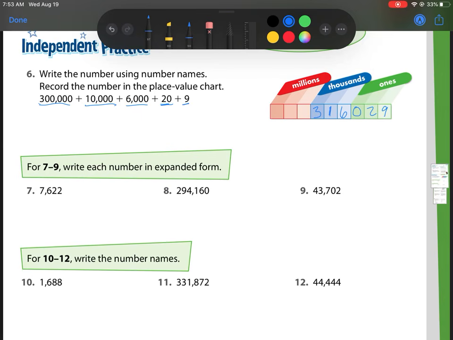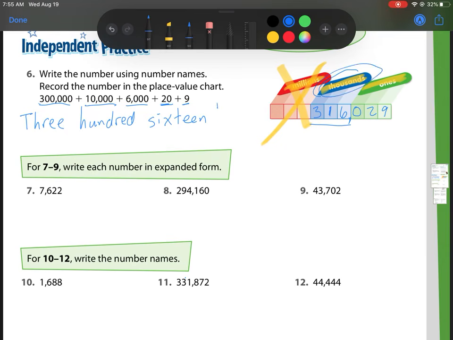Well, remember, I'm going to read it in groupings. I'm going to read it between each comma, or in this case, between each color. There's nothing in the millions, so I don't need to worry about that. So now I'm going to write that first grouping, that first color. So that's 316. And then what grouping is that in? That's in my thousands. So I'm going to put 316,000. And then I go to this next grouping.